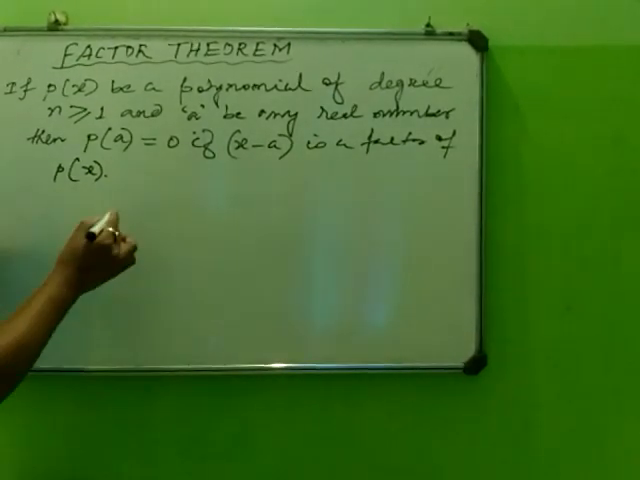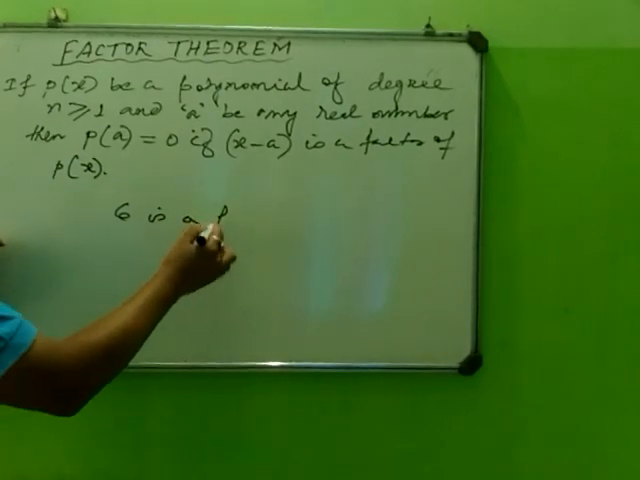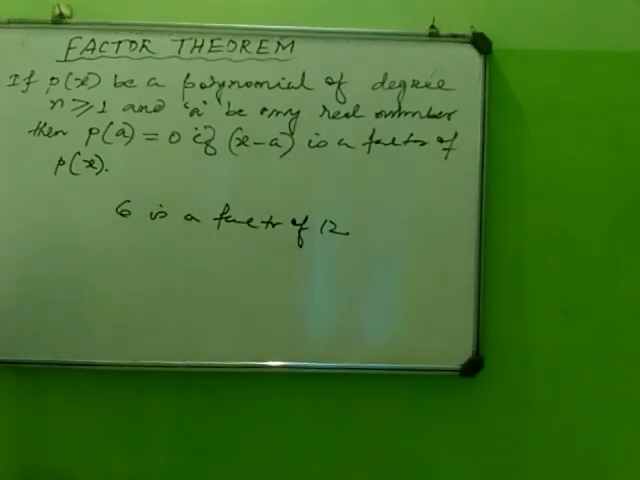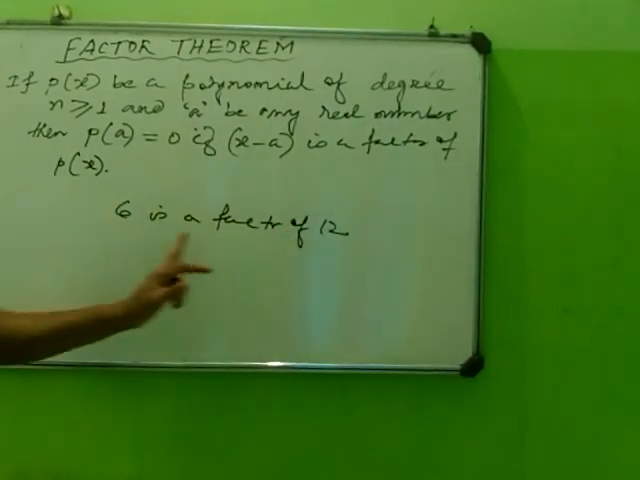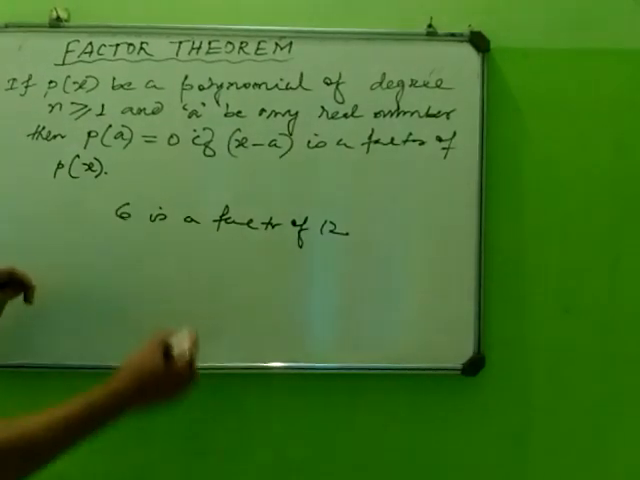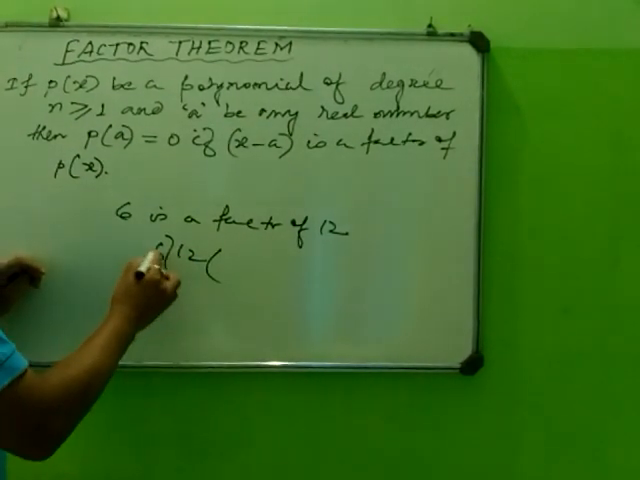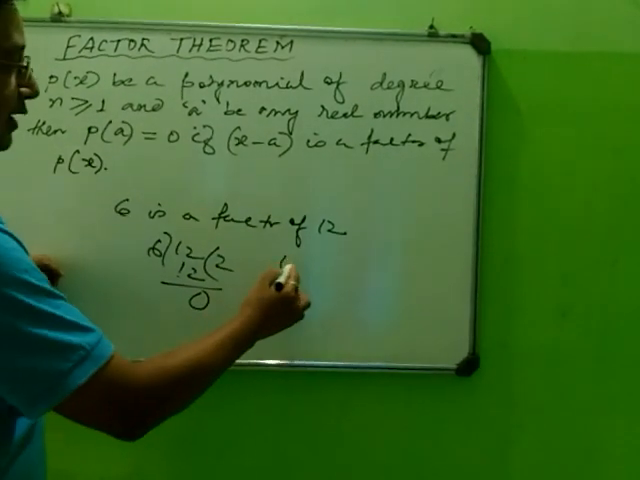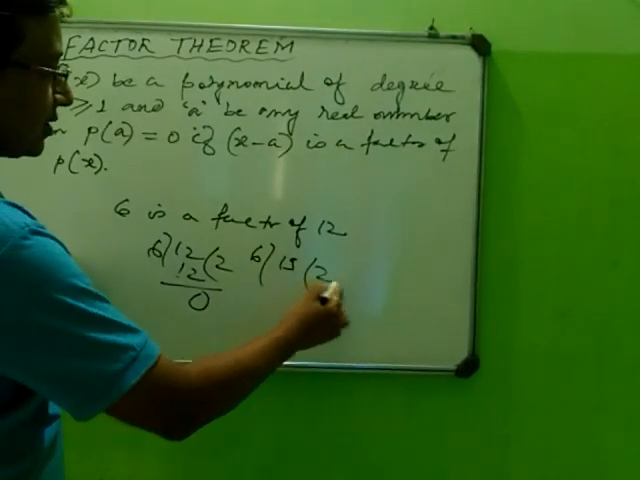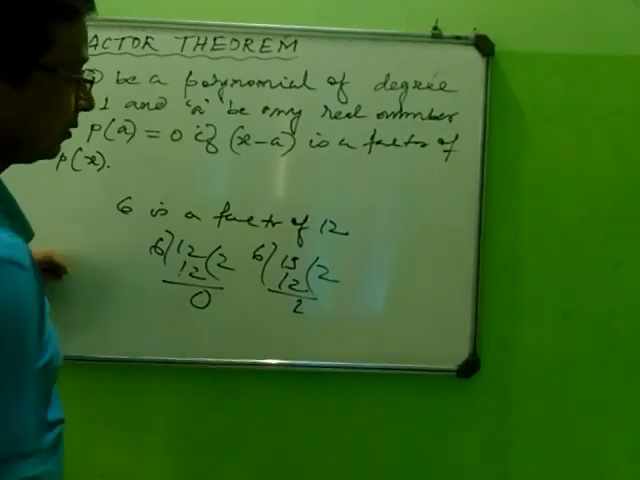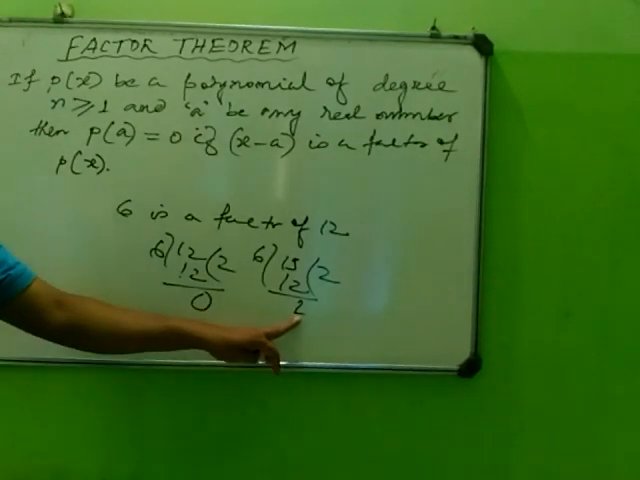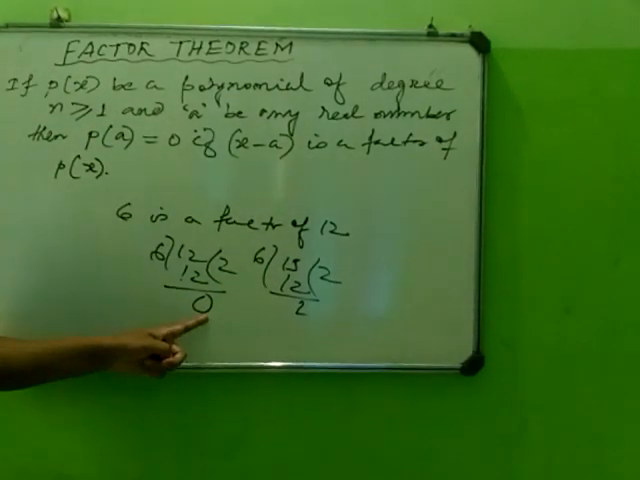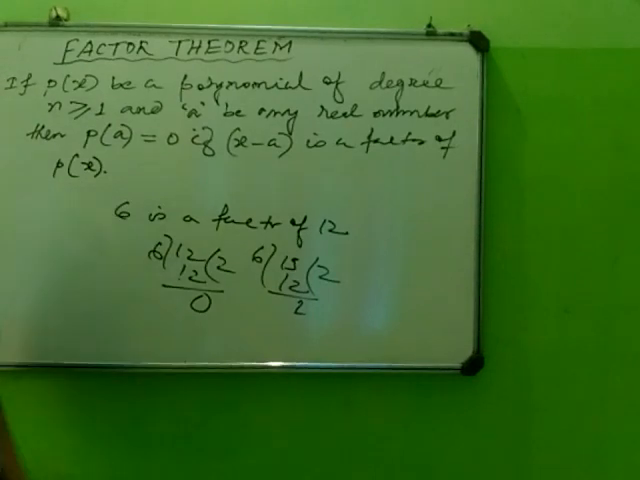Supposing 6 is a factor of 12. What does it mean? It means that 12 is exactly divisible by 6. If you divide 12 by 6, you will get remainder 0. Say you divide 13 by 6; 6 twos are 12, you get 1. So here the remainder is not 0. That is why 6 is not a factor of 13. But here you got remainder 0, so 6 is a factor of 12.